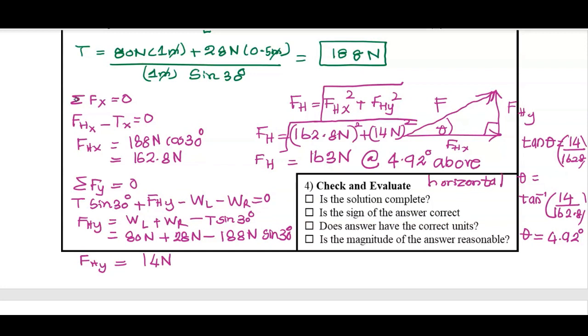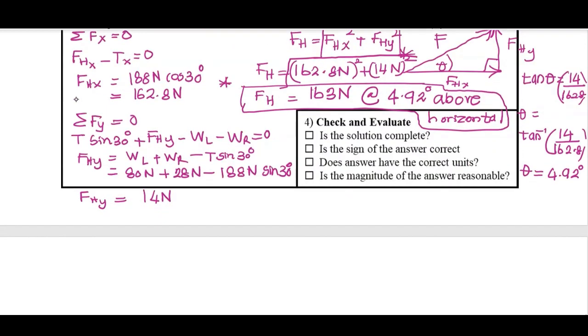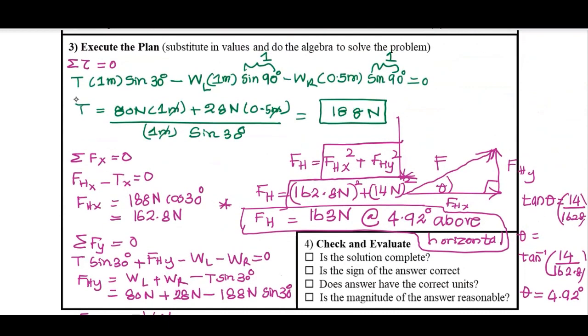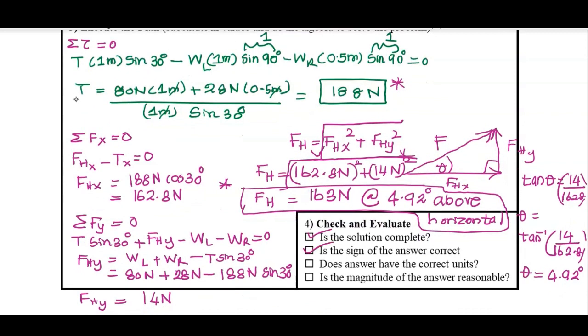All right. So is the solution complete? Yes, we calculated the tension from the cable and also we calculated the hinge force. Do not forget to find the direction, guys. That is really important. Not only the magnitude, but also the direction of the hinge force. Very important. And is the solution complete? Yes, the solution is complete. The sign of the answer is correct. And then the answer has correct units. And the magnitude of the answer is reasonable. So that would be it.